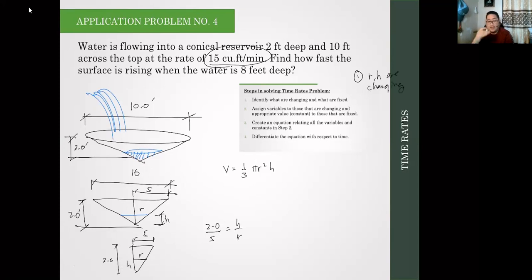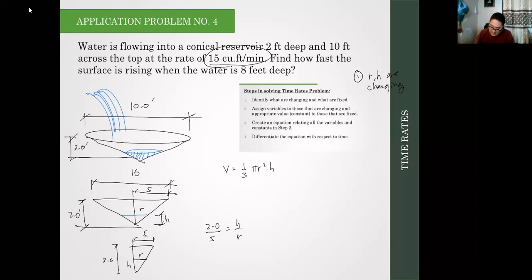Okay? Kasi once na nag-rise yung surface ng water natin, magche-change siya ng value. Number 2, assign variable to those that are changing. So, meron na. Number 3, create an equation relating all the variables. Okay. So, ito yung relationship ng H and R. So, pwede natin makuha yung value ni R and ni H para substitute natin doon sa volume.